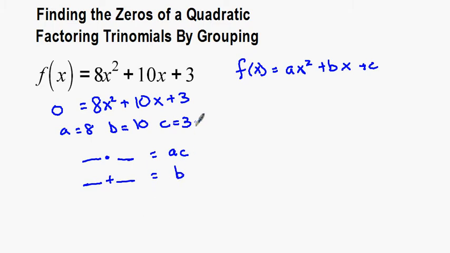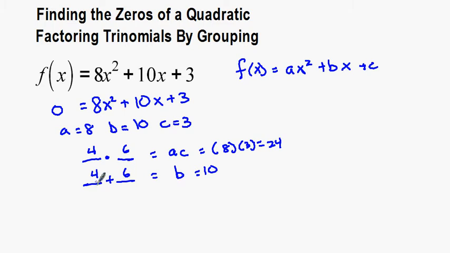In this particular case, the product ac would be 3 times 8, or 8 times 3. So we're looking for two numbers that when multiplied together give you 24, and when added together give you 10. And the ones that come to mind are 4 and 6.